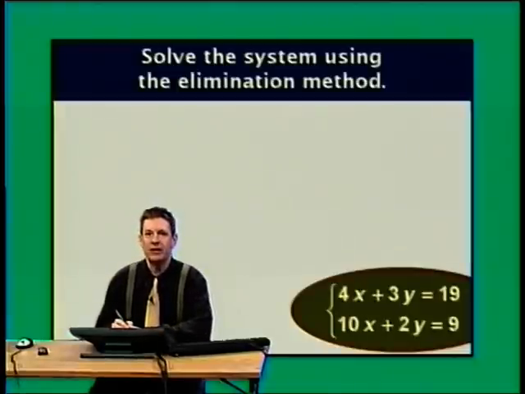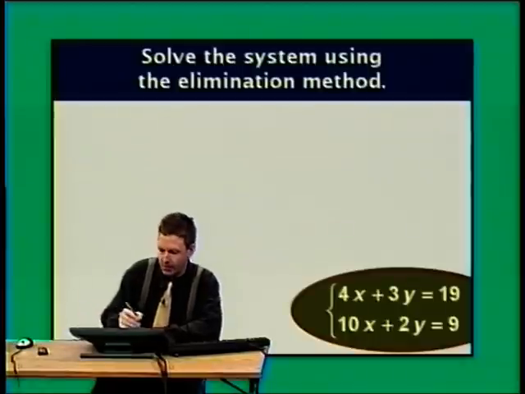This time we're being told to use the elimination method. So what we need to do is multiply both sides of one or both equations by appropriate numbers so that when we add the respective sides of the equation, one of the variables is eliminated. I'm going to choose to eliminate y, and I can do that if I create a positive 6 coefficient in one equation and a negative 6 coefficient in the second equation.